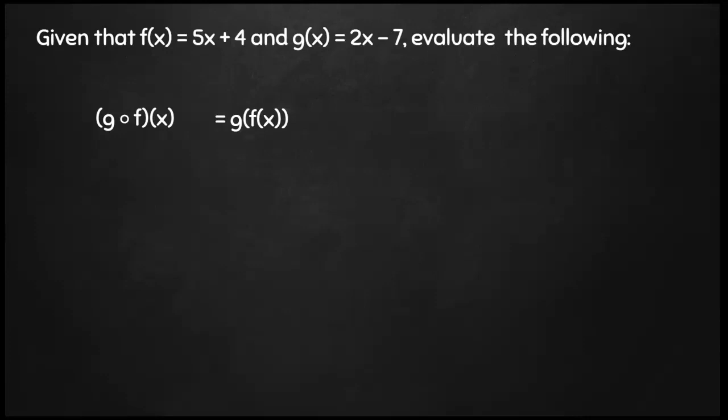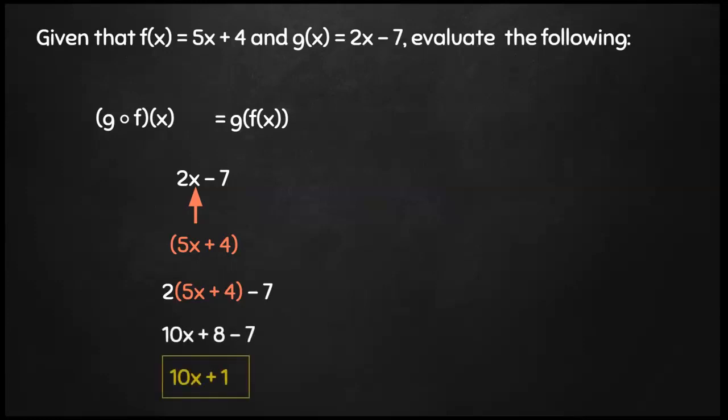We're going to take our f of x function and substitute it into our g of x function. Here's my g function, and in that spot of the x, I'm going to substitute and put in that 5x plus 4. Now we can distribute that 2 into the 5x and into the 4, and then combine my like terms, which is going to get me a final answer of 10x plus 1.